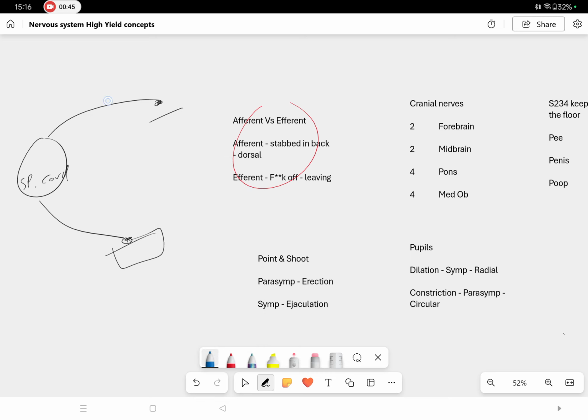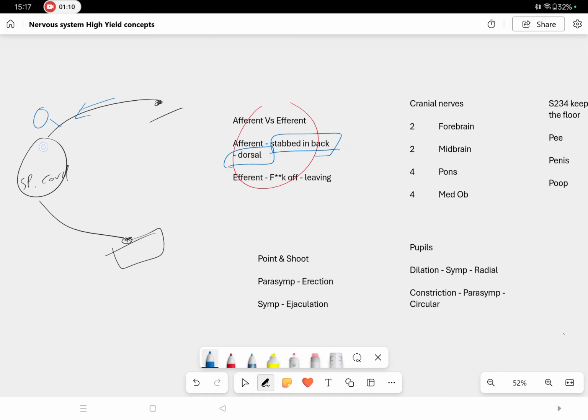Okay, so we've got a signal coming in, and we've got the dorsal root ganglion and things coming from the back, okay, into the spinal cord. And the way we remember that is that we get stabbed in the back. As dark as that sounds, I'm so sorry, and as low as it sounds, but we often get stabbed in the back. And that's how we remember that the nerve actually goes into the spinal cord from the dorsal horn.